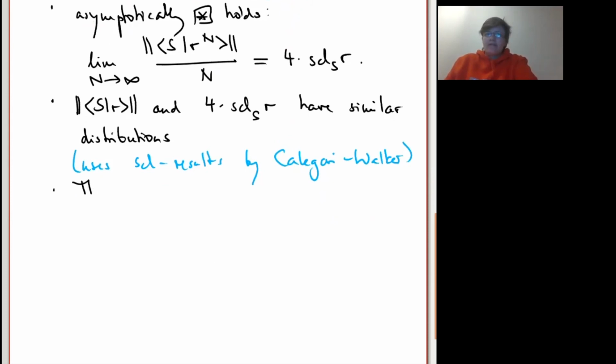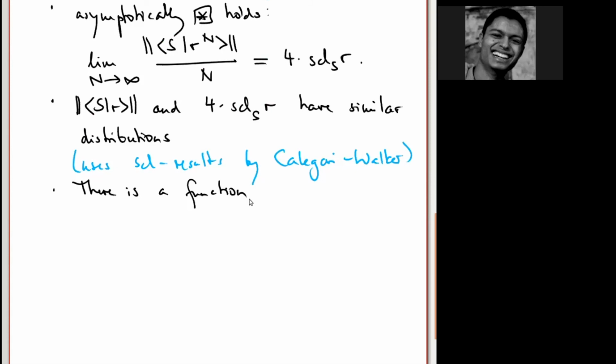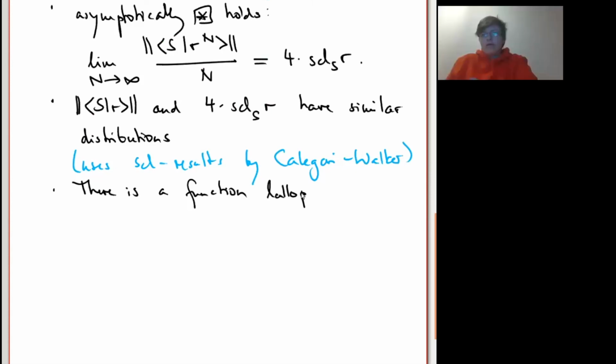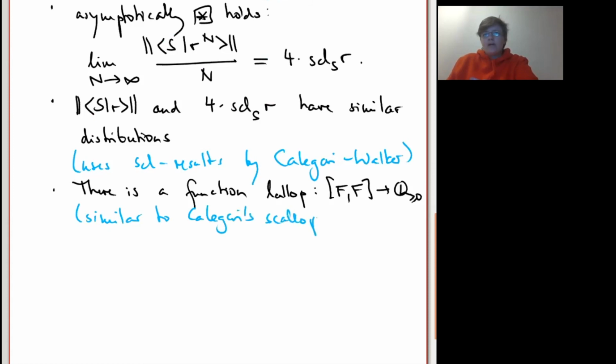So what we have is a function, let's call it a function. We call it lalop, for L1 version of scallop, because the original program is called scallop. This gives you a rational number. So this is similar to Calegari's scallop for SCL. And what does it do, with the following properties?